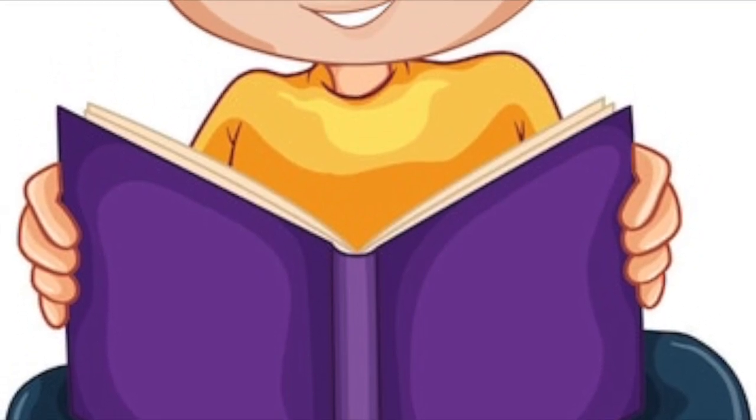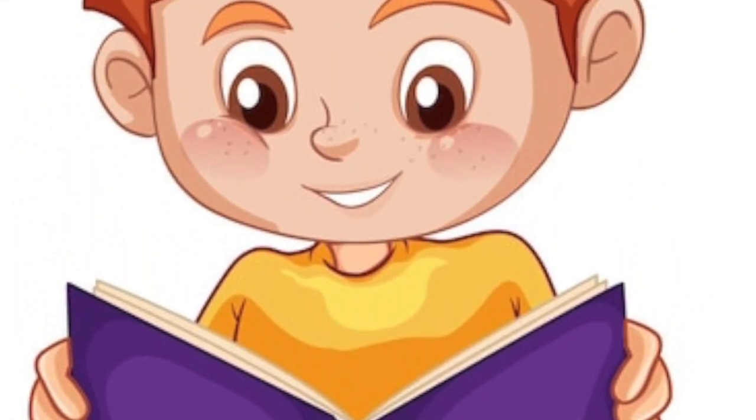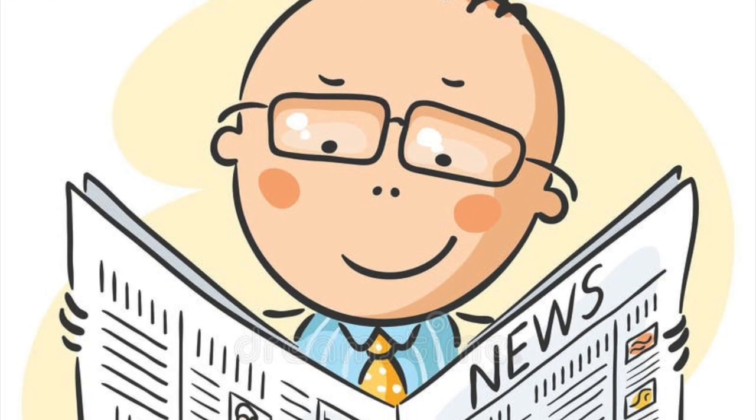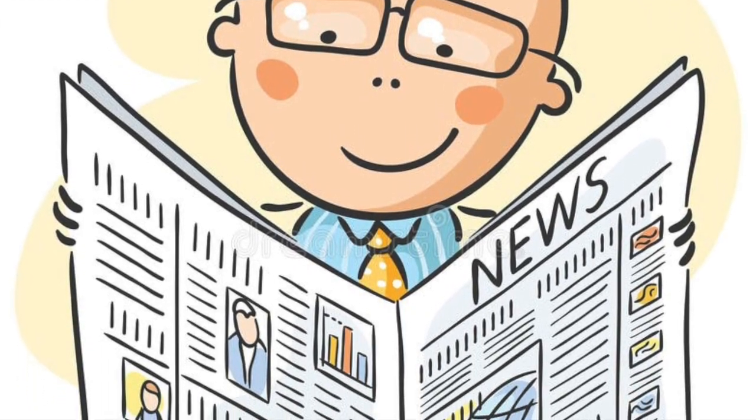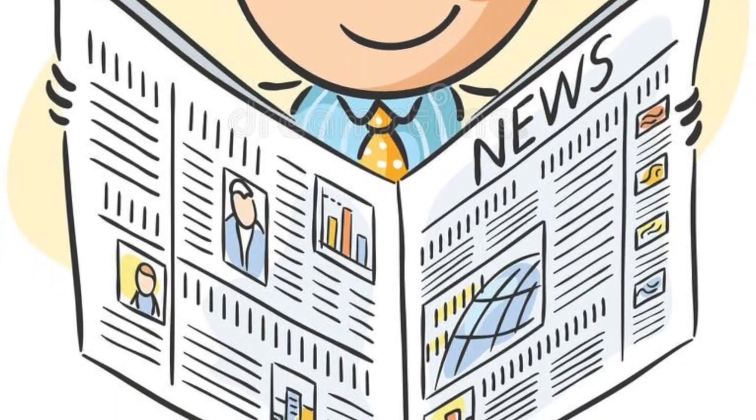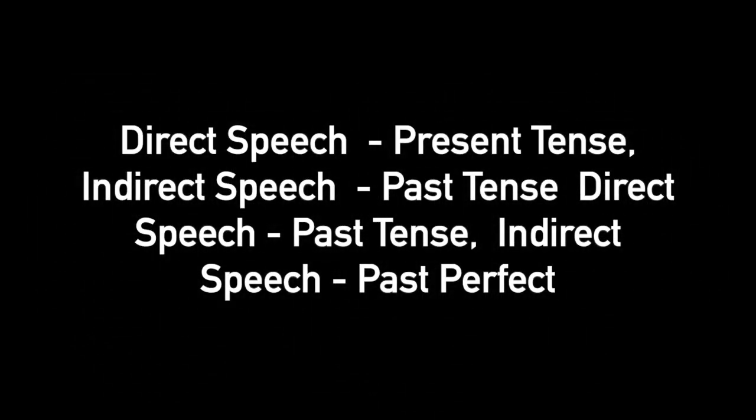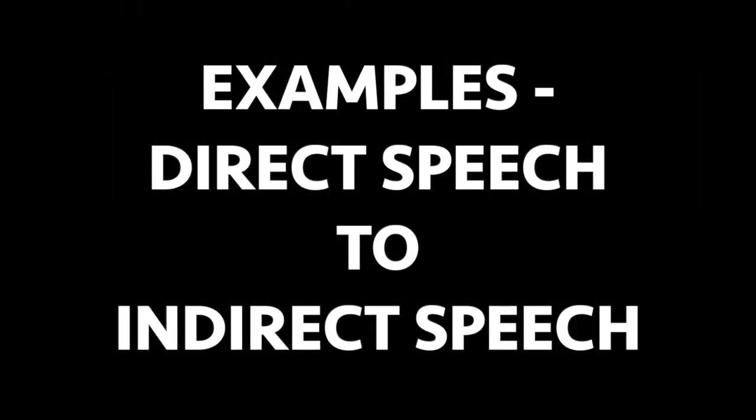One more thing, if you notice, while speaking and reading books or newspapers, we are always using either direct speech or indirect speech. Now the strategy for transforming direct into indirect is that direct speech is spoken in the present tense, and while changing it into indirect, we use past tense. And if the direct speech is written in past tense, then we use past perfect. Of course, certain words you cannot change.